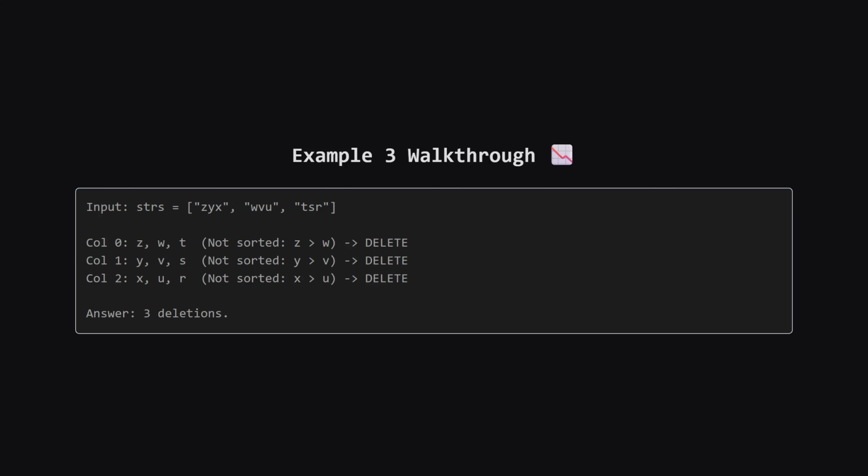Now let's look at a case where things go really wrong. We have ZYX, WVU, and TSR. Let's check the first column: Z, W, T. Z is bigger than W, so that's bad. What about the next column? Y, V, S. Again, Y is bigger than V. The last column: X, U, R. Still not sorted. We have to delete this one too. In this case, we end up deleting every single column, so the answer is 3.